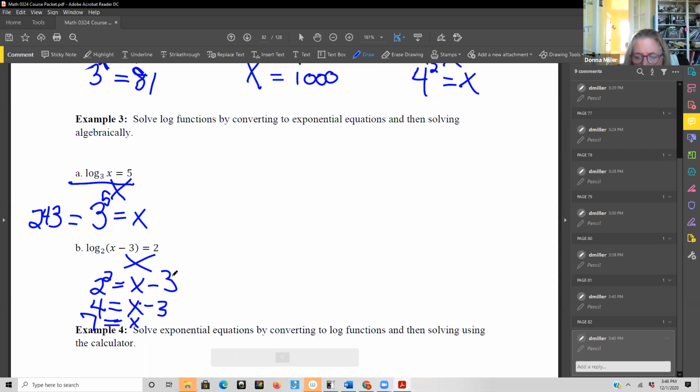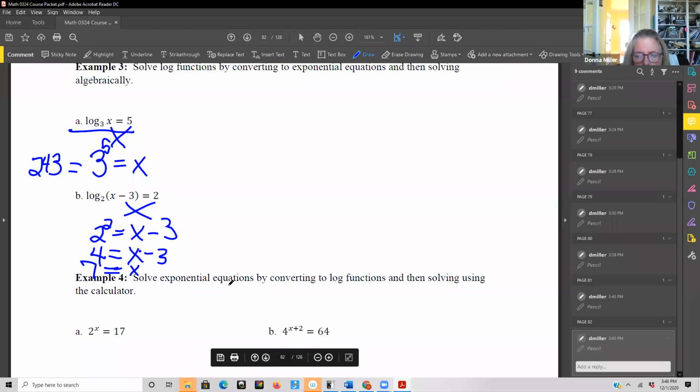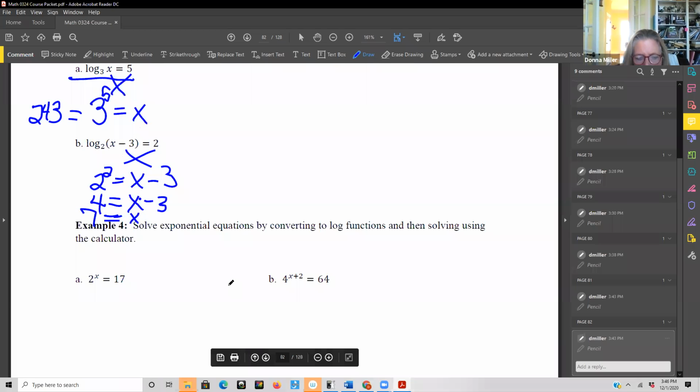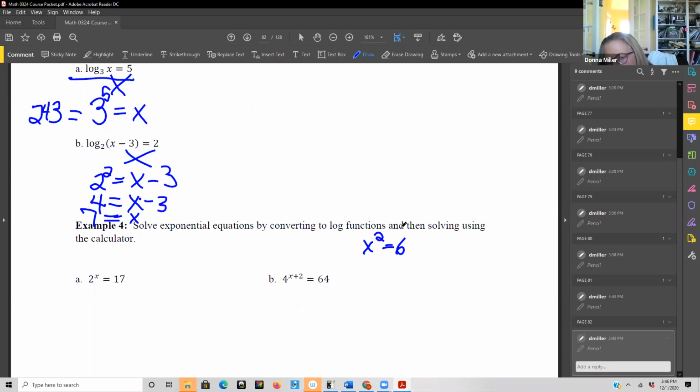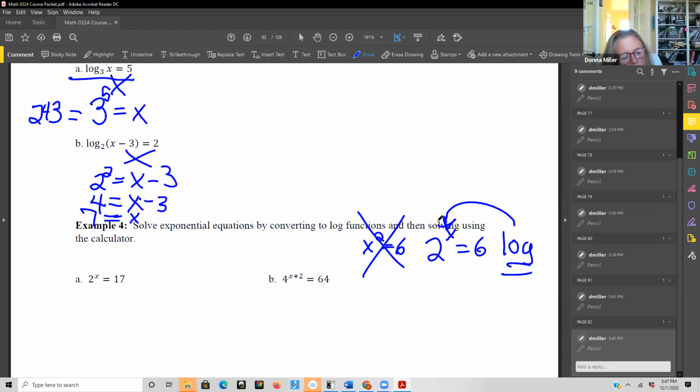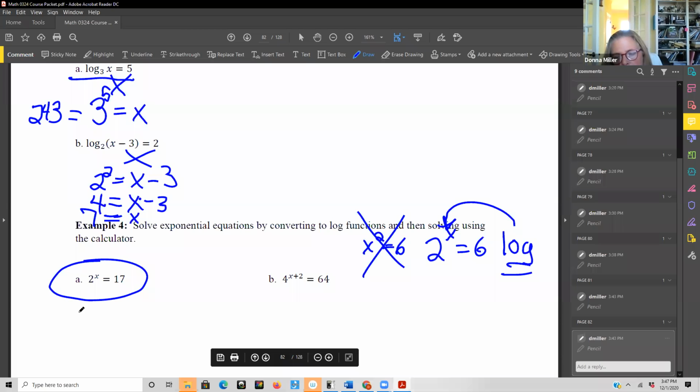Now, this is the one thing to keep straight. Logs solve exponential equations. Exponential equations have x upstairs. So if I have x squared equals 6 or whatever, that is not something I'm going to use a log for. But if I have 2 to the x equals 6, this requires the use of a log. When the x is upstairs, it needs to come downstairs. So I'm going to rewrite these equations in logarithmic form, and I'll be able to solve them.